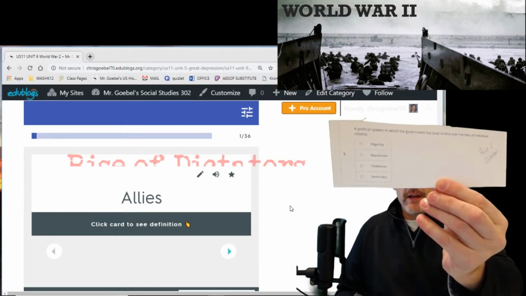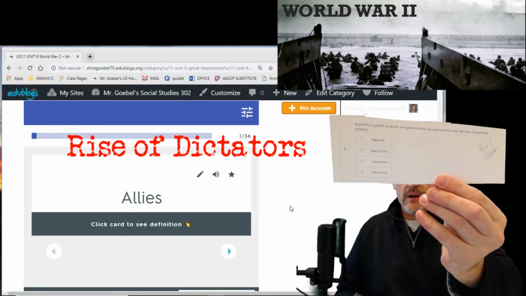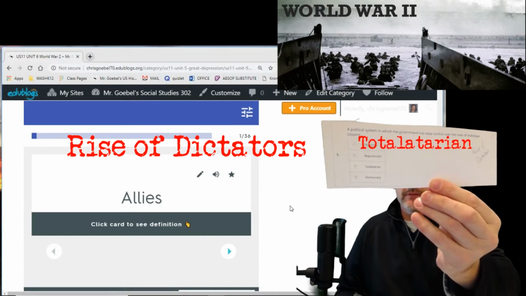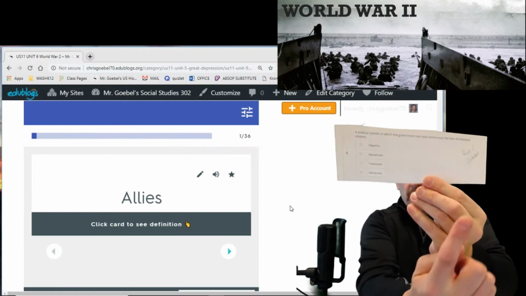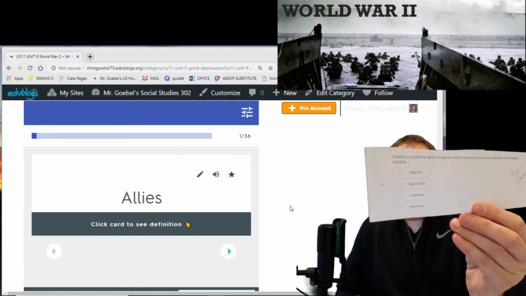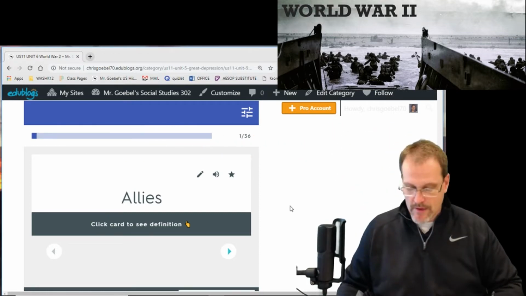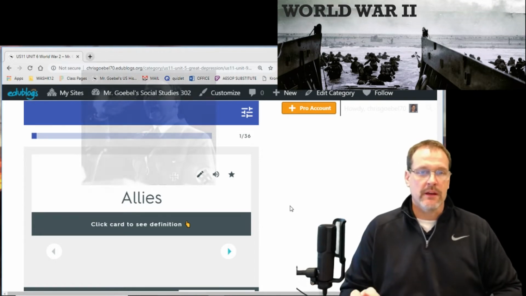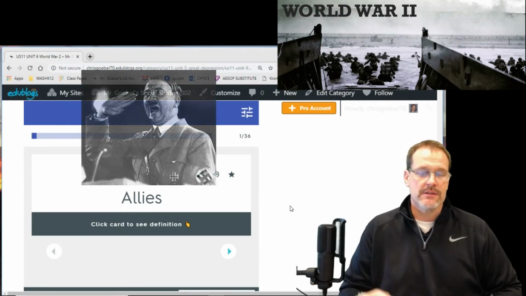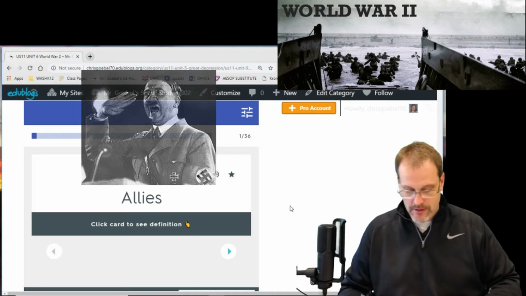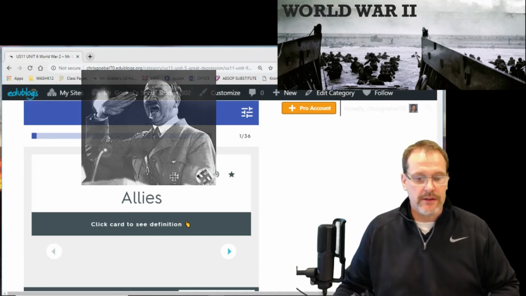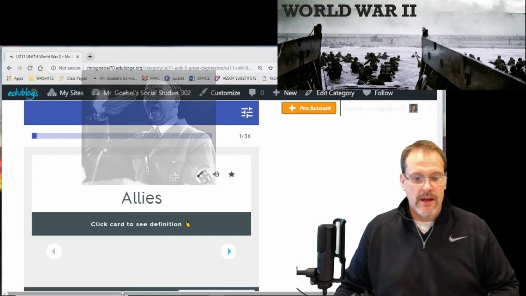So right here, one of the things I talked about, it says a political system in which the government has total control over the lives of individual citizens. We call that a totalitarian leadership. There's total control. In Germany, a totalitarian leader starts to take hold, and his name is Adolf Hitler. So we talk a little bit about dictatorships.